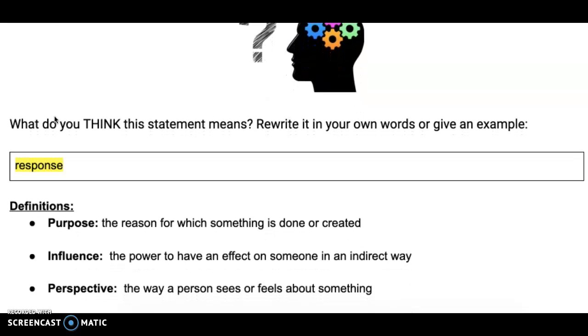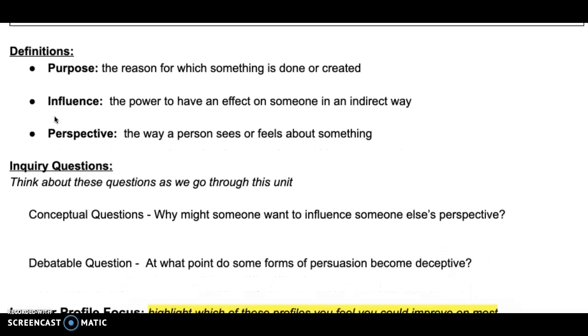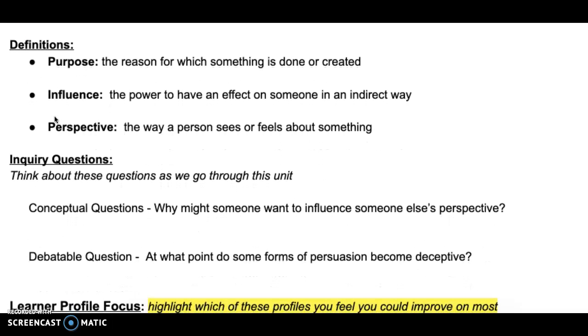To help you understand the statement, let's go through the definitions of some of the key terms in it. The definition of purpose is the reason for which something is done or created. So in your document, you will write this word reason where it says response. Definition of influence is the power to have an effect on someone in an indirect way. And perspective means the way a person sees or feels about something.